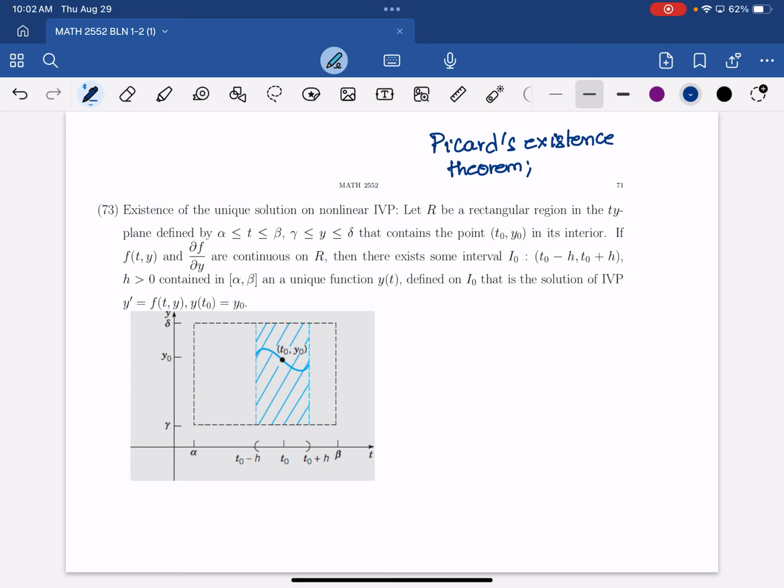Now, more important is, what does the theorem say? Let R be a rectangular region in the ty plane defined by t between alpha and beta and y between gamma and delta. So this is the rectangle they're talking about. Alpha is here, beta is here, gamma is here, delta is here. So you have a rectangular region. That's your domain.